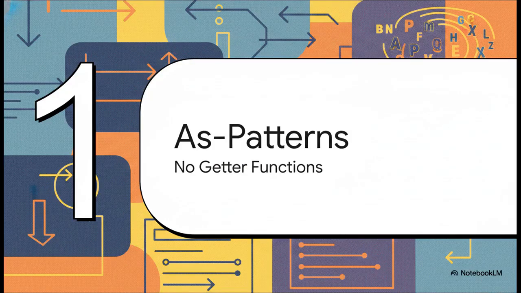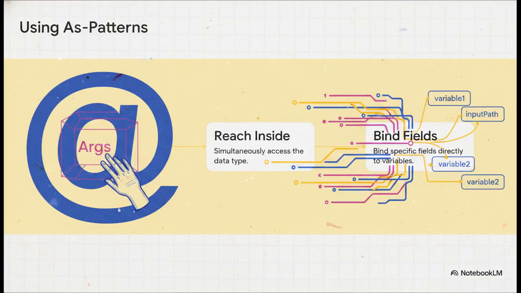Section 1. Refactoring with as patterns, moving away from getter functions. To really grasp this, let's break down the mechanical steps of an as pattern. Think of it kind of like holding a box while simultaneously grabbing exactly what you need from inside it. Step 1. You use the @ symbol to refer to a whole data type, in this case, args. Step 2. You reach inside that data type at the exact same time. And Step 3. You bind specific fields, like input path, directly to variables. It's a game changer because it allows you to reference the entire structure while plucking out exact elements in a single motion. No more repeatedly unpacking and repacking the data.